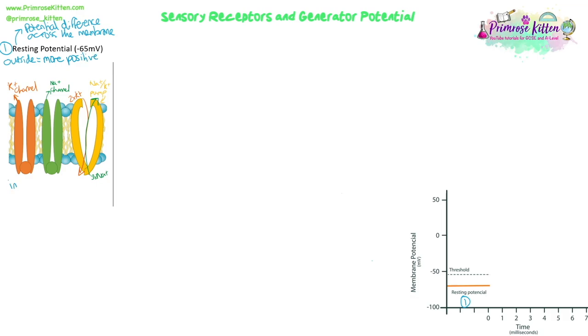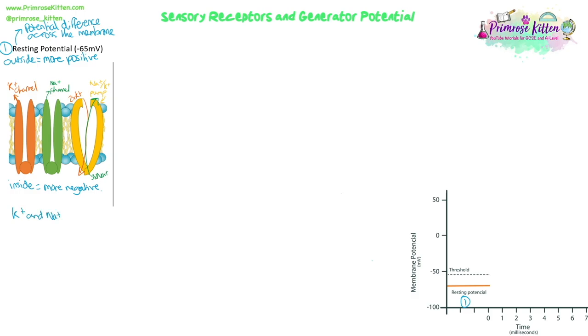So in this example, we've got the cell membrane of a neuron, just a small section of it. The outside is more positive at the moment. It has a greater positive charge because there's more positive ions outside. And the inside is more negative. It has more negative ions or fewer positive ions inside. And so it's about minus 65 millivolts is the potential difference across this membrane.